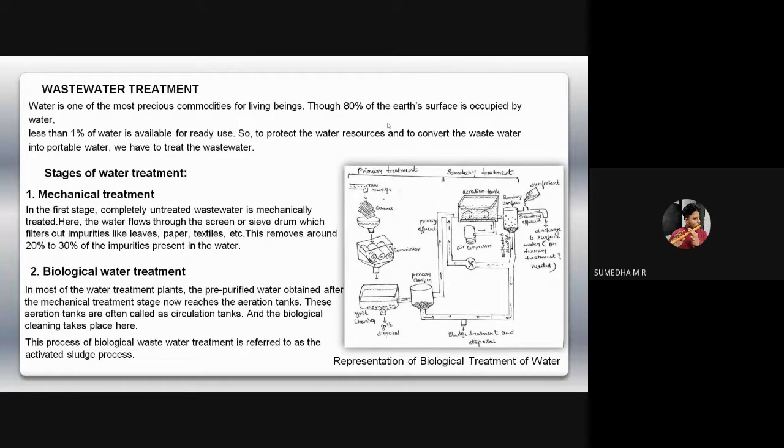Next, biological water treatment. After mechanical treatment, wastewater is supplied to aeration tanks in which biological treatment takes place. This tank contains activated sludge with an oxygen supply. The microorganisms and bacteria present in the activated sludge convert the organic impurities into inorganic impurities. So this process is also called the activated sludge process. Next, chemical water treatment. Next slide.